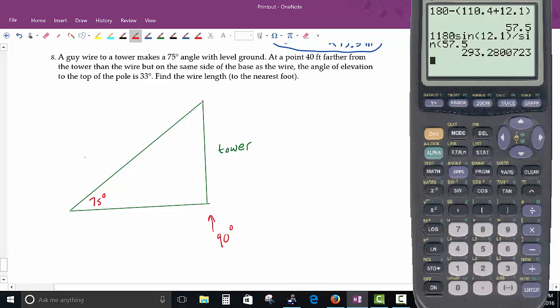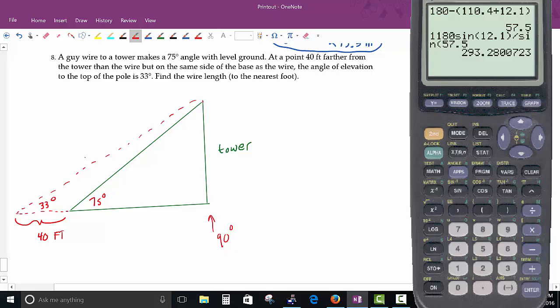Okay, so then what it says: at a point 40 feet further back from the tower than the wire, the angle of elevation to the top of the pole is now going to be 33 degrees. So what this is really saying is that you're going out a little further. You're going out 40 feet further, and when you remeasure that angle of elevation, it, of course, is going to get smaller. So that angle of elevation now is going to be 33 degrees. Okay, which should be logical, so we have that.